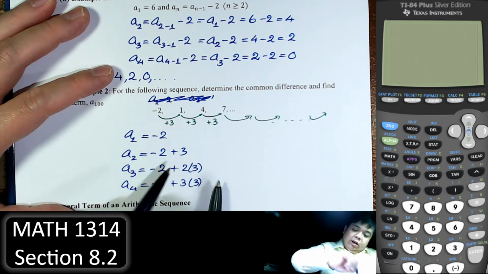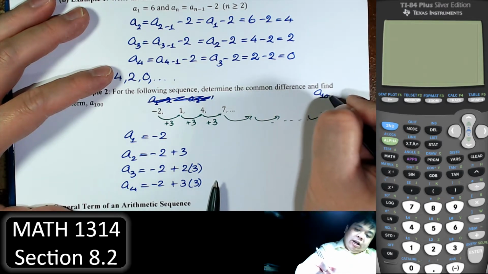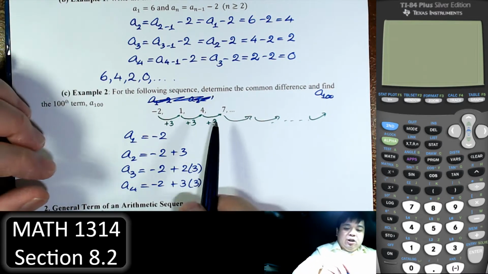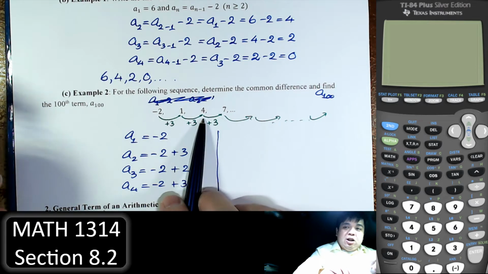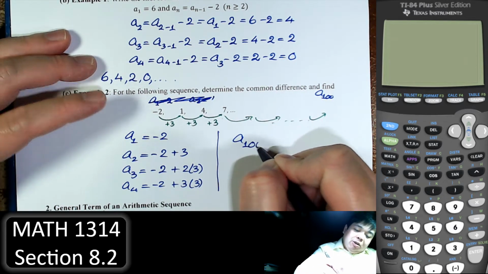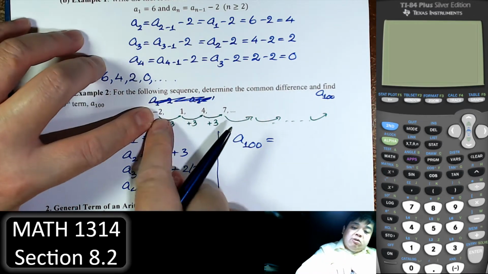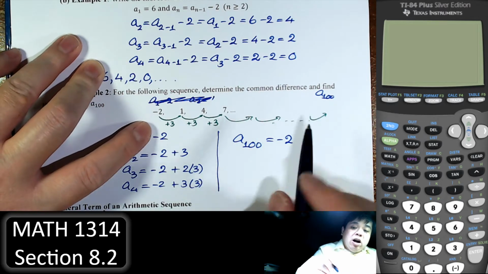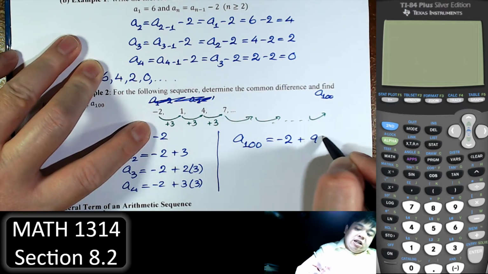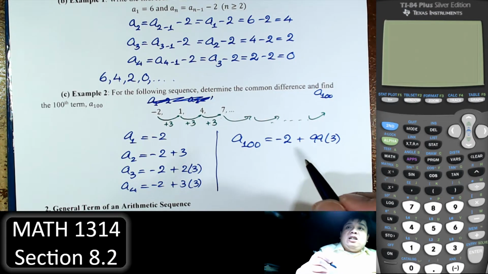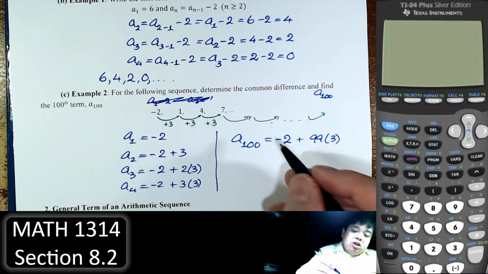the 8th, the 100th term, how many steps do we need to get there? Well, again, for the 4th term we need 3, for the 3rd term we need 2. So it is 1 less step than the term number. So a100 starts from negative 2, and we're going to take 1 less than 100, which is 99 steps, and each step is a plus 3. So we have 99 times 3 is 297, minus 2 is 295.